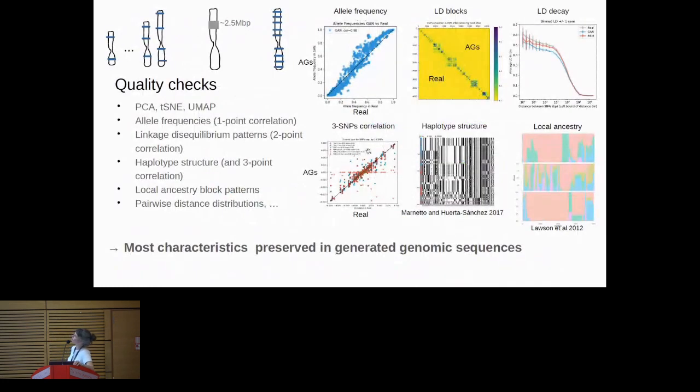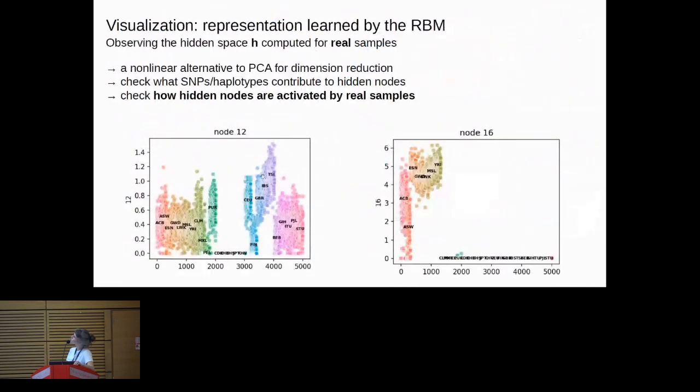Okay. So in the first paper that has been published already, we evaluated the quality of the generated sequences by using classical population genetic summary statistics. I talked about them before: the linkage disequilibrium, which is just the correlation between two SNPs along the genome, allele frequencies, more complex haplotype structure, and so on. And we found that most characteristics were quite well preserved. We had, for example, some issue with very rare alleles. Not everything was perfect, but overall quite good.